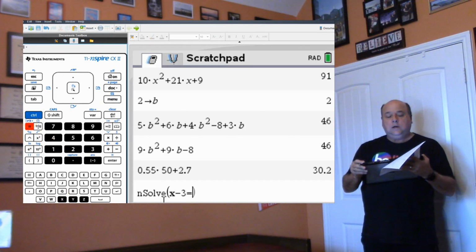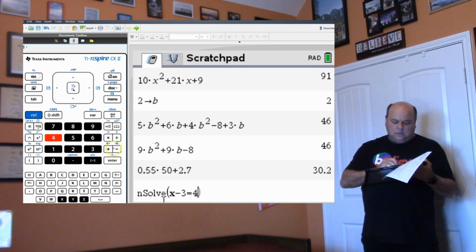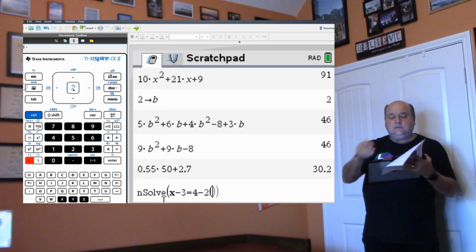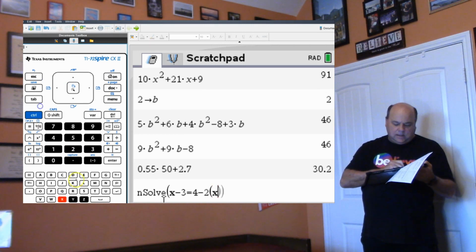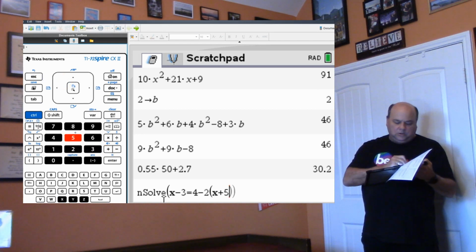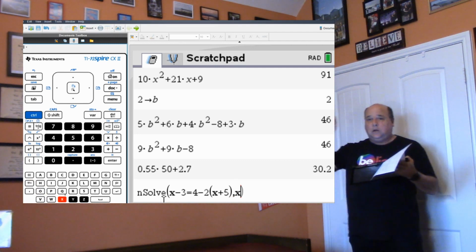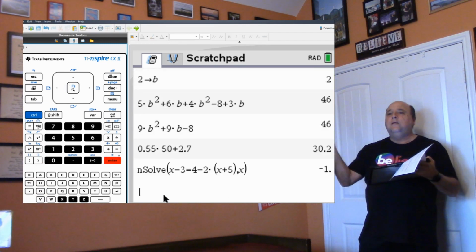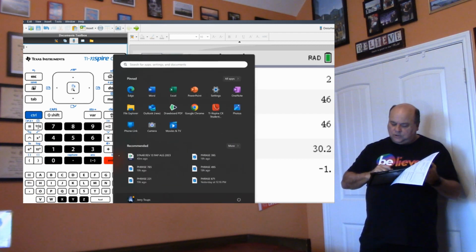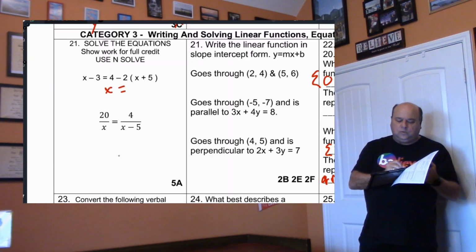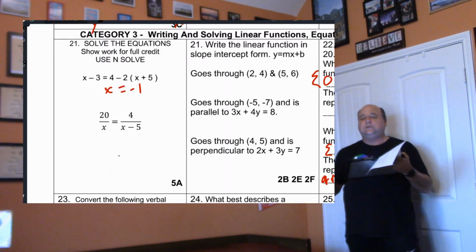equals, and then 4 minus 2, parentheses, and then x plus 5. Close the parentheses, comma x. So I have it typed in correctly. Notice there's still a parenthesis to the right. Hit enter. The answer is -1. So go to your paper. X equals -1. You should not miss this, okay?